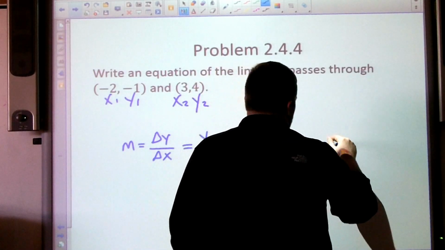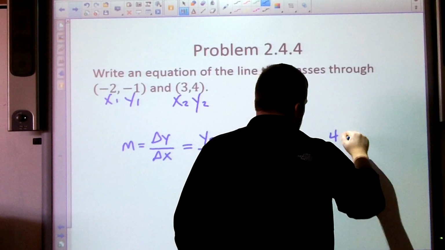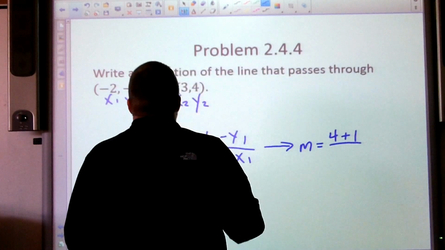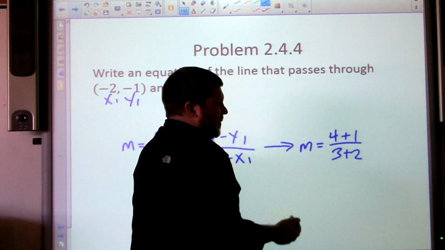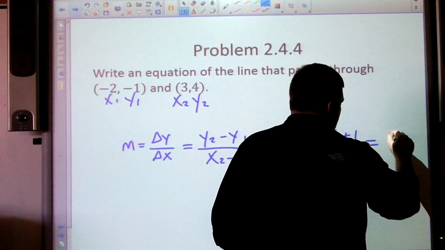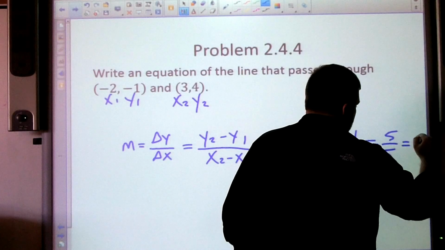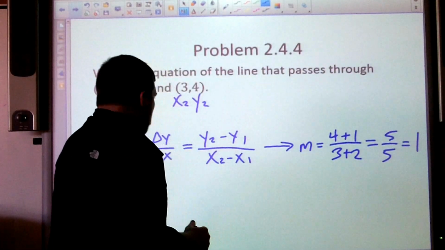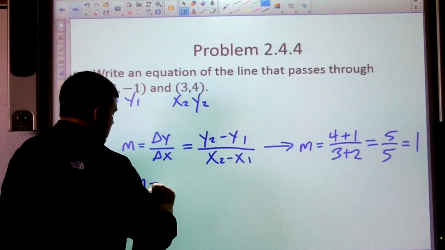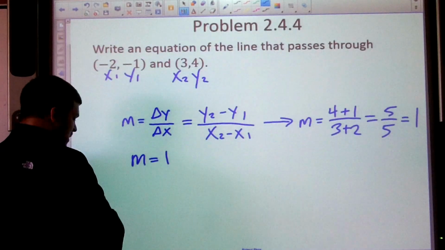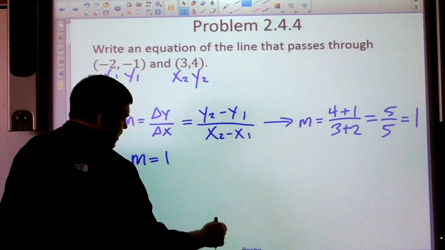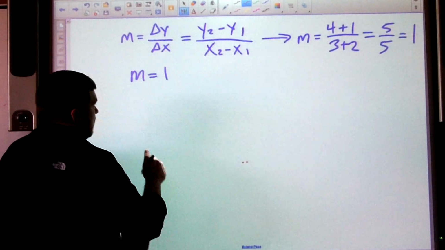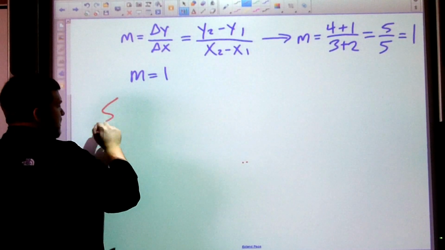We have 4 minus a negative 1, so really 4 plus 1. And then 3 minus a negative 2, so really 3 plus 2. So taking care of that, we have 5 over 5, which is equal to 1. So my slope is equal to 1. Well, we already said that we want to put our answer for this particular problem in slope-intercept form.